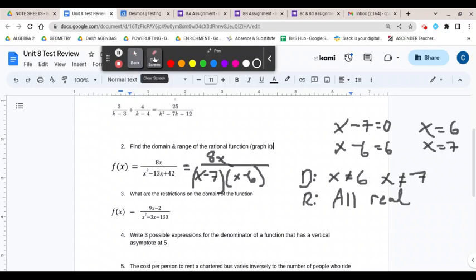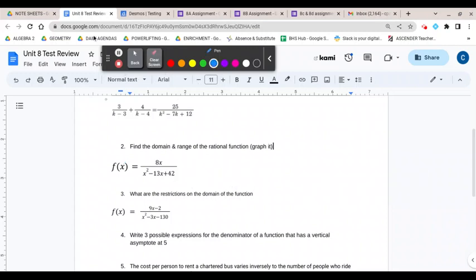All right, number 3, restrictions of the domain. Again, restrictions of the domain are just going to be our vertical asymptotes. So we have to set the denominator equal to 0. If we have x squared minus 3x minus 130, set it equal to 0.